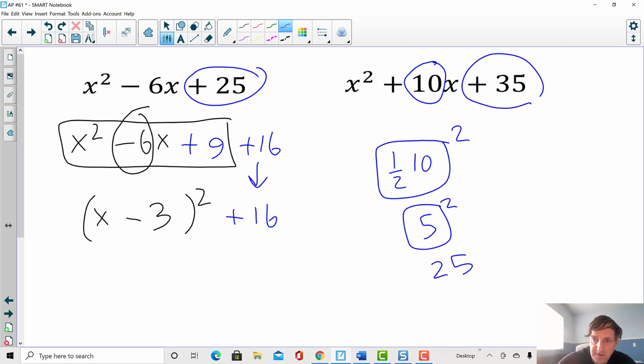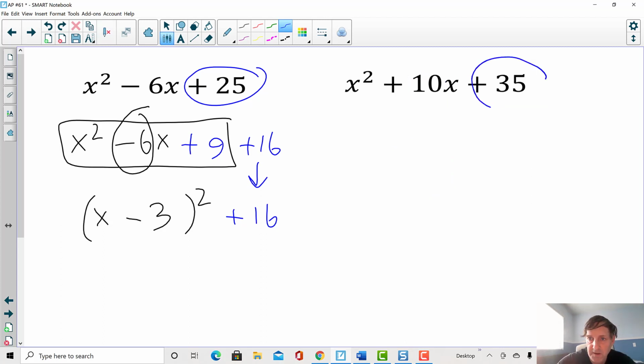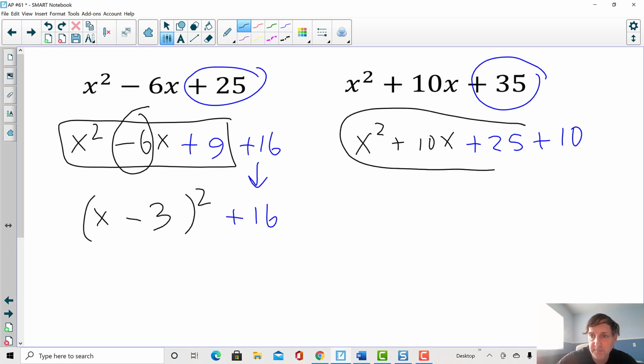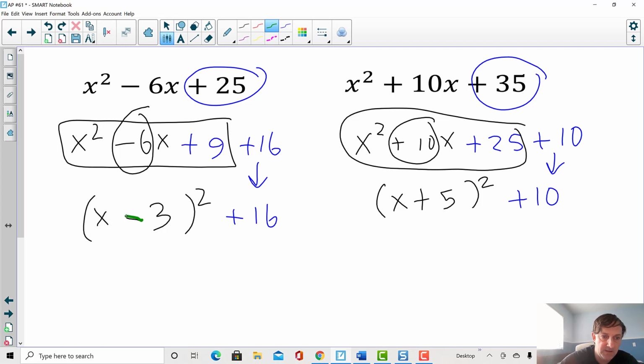So we need a 25 in this spot to make a perfect square. So if we need a 25 here, we can break up the 35 into 25 plus 10. Let's bring this stuff down. And this stuff becomes a perfect square. It's going to be x, and then half of 10. So that's going to be a plus 5. You can bring down the plus 10. So on the left side, we had a minus 3 because this was negative 6. On the right, we're getting plus 5 because this was a plus 10.